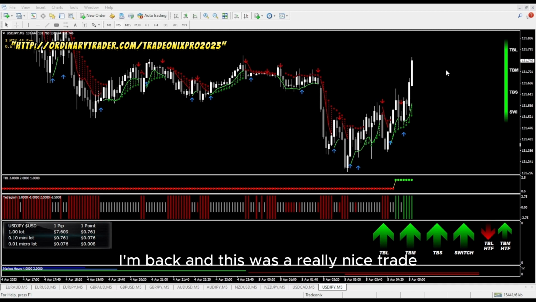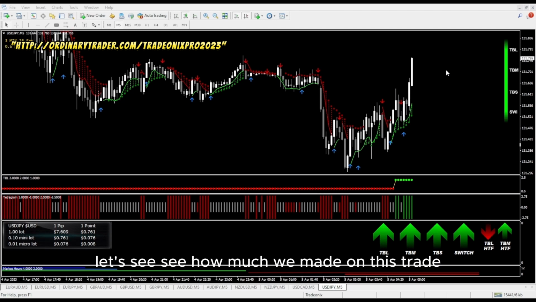I'm back, and this was a really nice trade. We had this trade happen in less than 3 candles. There are 3 candles here. So it took less than 15 minutes for this trade to play out. Now, with that 15 minutes, let's see how much we made on this trade.